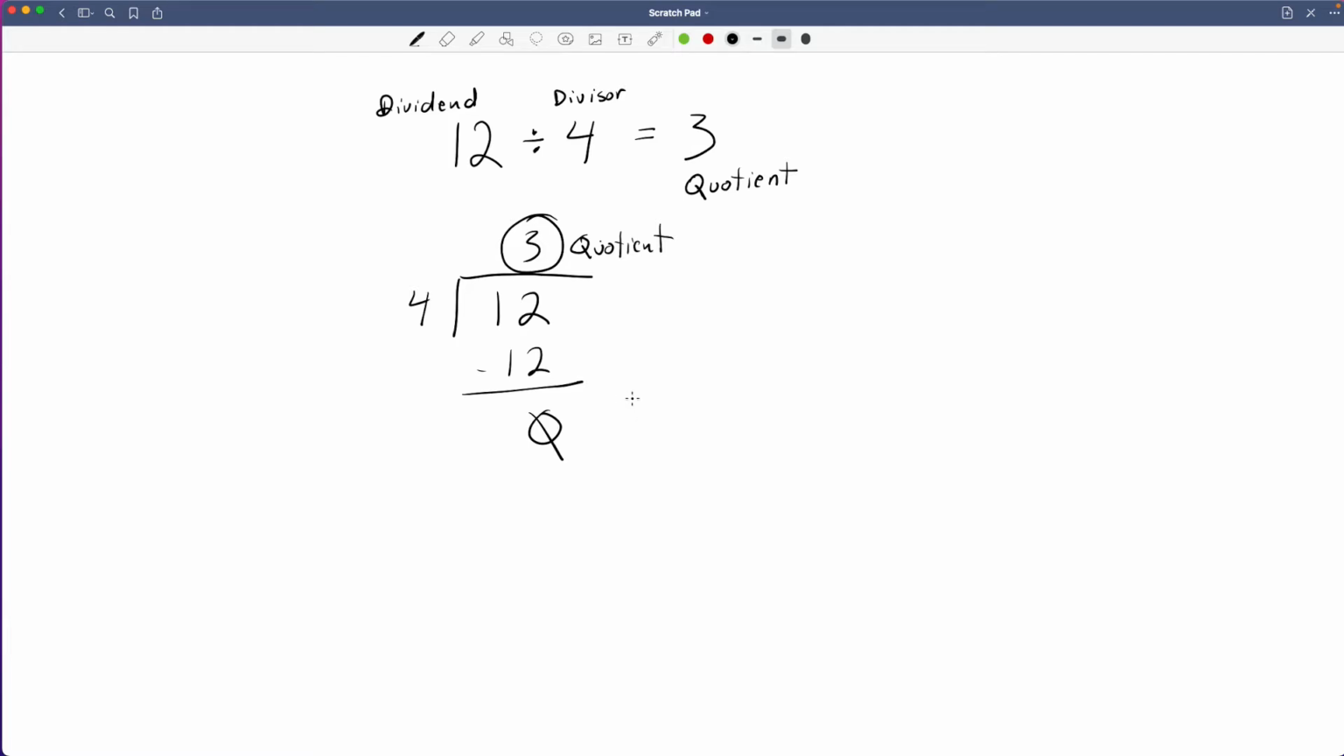There's another way that you can write division, and it is in fraction form. You can write 12 over 4. That is the same thing as saying 12 divided by 4, and the answer would be 3. And this would be your dividend over the divisor. And then this answer here is, of course, the quotient.